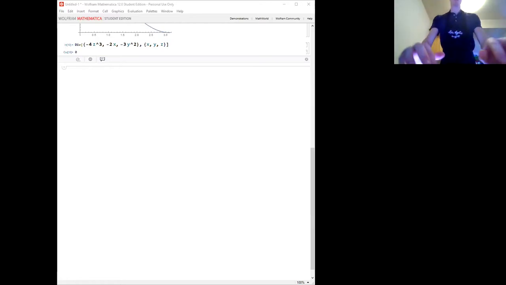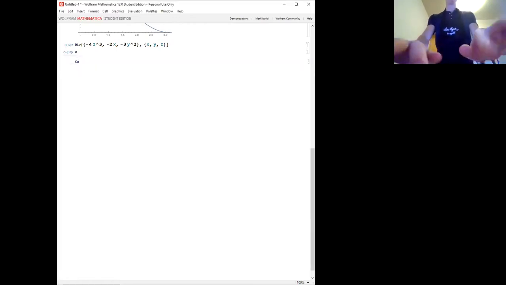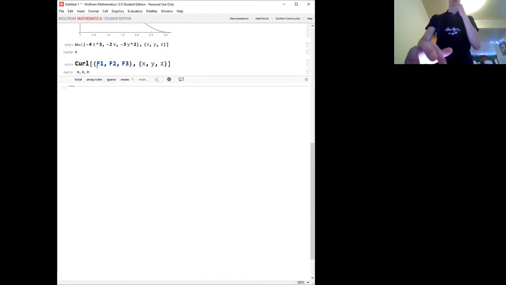When we do the curl of some F with components f1, f2, f3 with respect to x, y, z. That didn't work. I'm not sure how to make Mathematica do this.